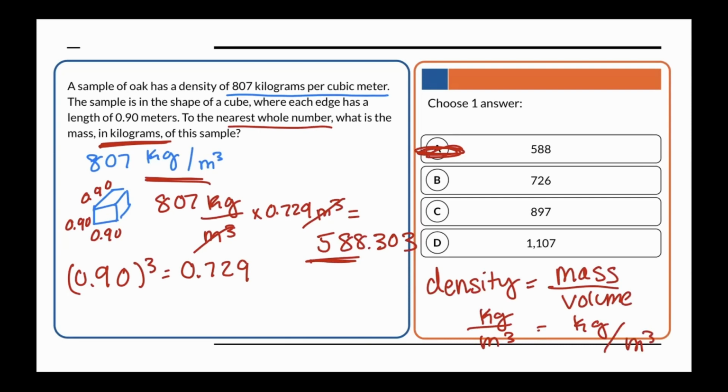I'm sorry about that. You do not need to know that for the test, but the SAT wants you to know that when you see kilograms per cubic meter, you know how to write it. And if you see the sample in the shape of a cube, you're trying to find the volume to get meter cubed, not just meter, right? 0.90 is just 1 meter. And then to find kilograms, you need the meter cubes to cancel out.